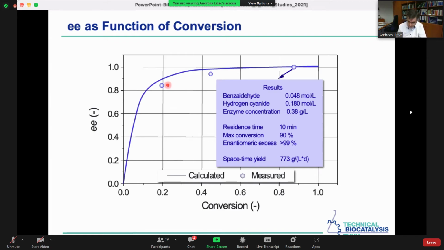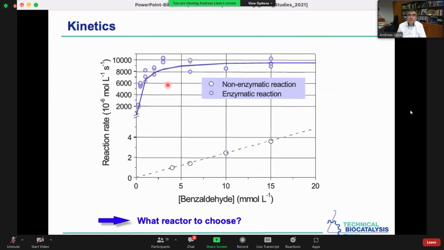To give you a hint, this is the answer. Why? There's a big variance in the data. Sorry? There's a very big variance in the data. Variance, you mean here in the kinetic determination? Yeah, there's a variance, but that's not the reason. No, it's a different point.